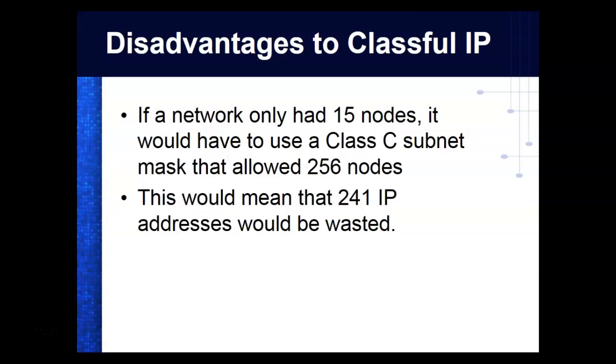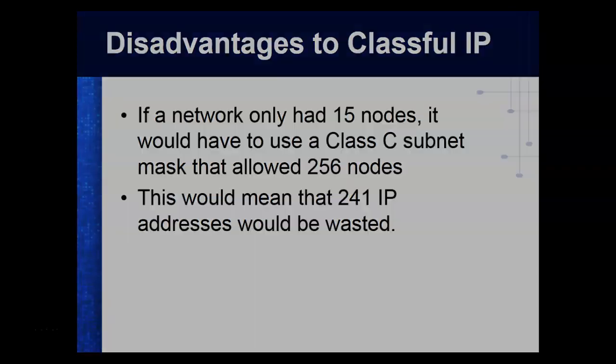So if a network only has 15 nodes, it would have to use a Class C subnet mask that allows 256 nodes. This would mean 241 IP addresses would be wasted. So classful IPs are very, very wasteful because you have to use a class no matter how many computers you have. If I've got 259 nodes, then I would have to use a Class B, which provides 65,536 node addresses. So I've wasted quite a bit.